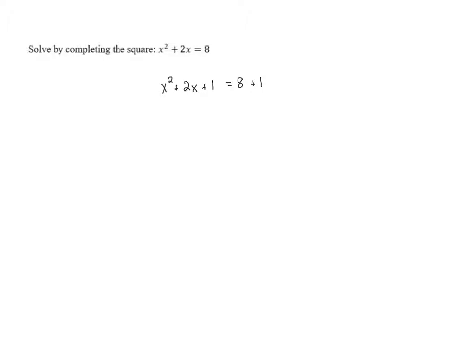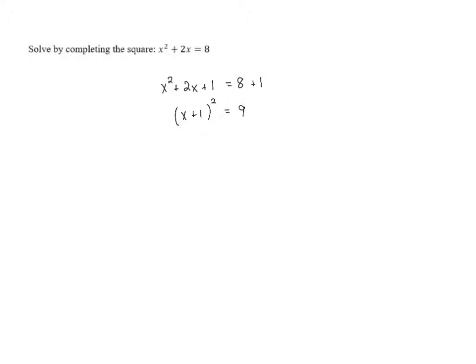Now that we've completed the square, we can factor the left-hand side. When we do that, we're going to end up with a binomial squared, because it's a perfect square trinomial. And the binomial that we get is x plus 1 squared. On the right-hand side, 8 plus 1 is 9.